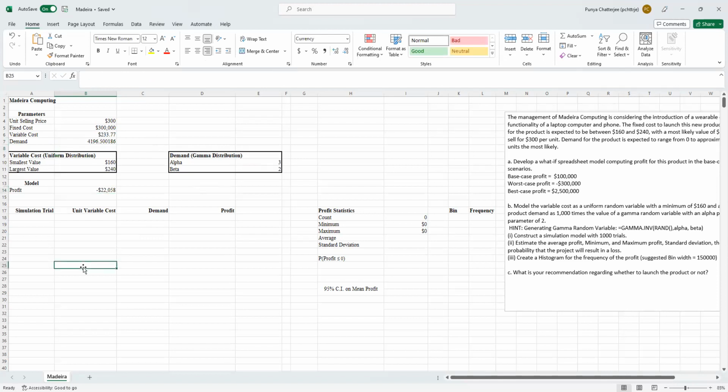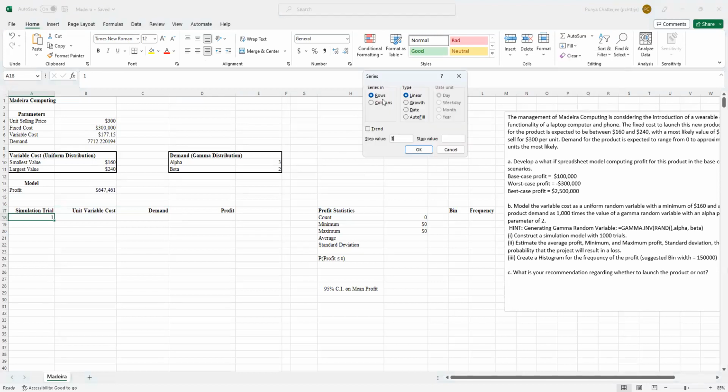Okay, so once we have everything, we are going to do our simulation trials. In each of the trials, we're going to see what my unit variable cost, demand, and profit are. So these two are random inputs, and this is the random output. We're going to start by writing 1 to 1,000. To do that, first you write 1 here, and then you go to Home, Fill, and then Series. You're going to choose columns, and your stop value is going to be 1,000.